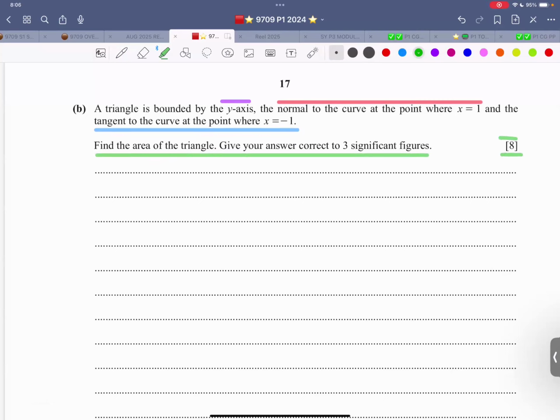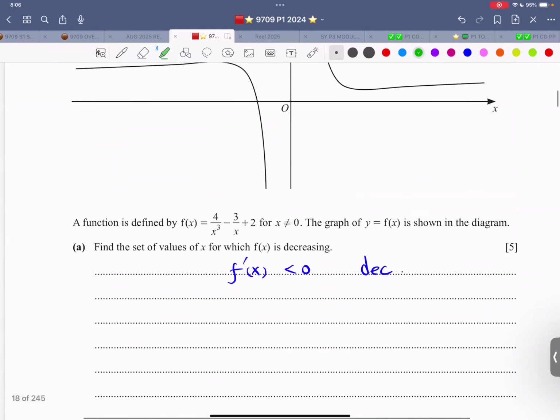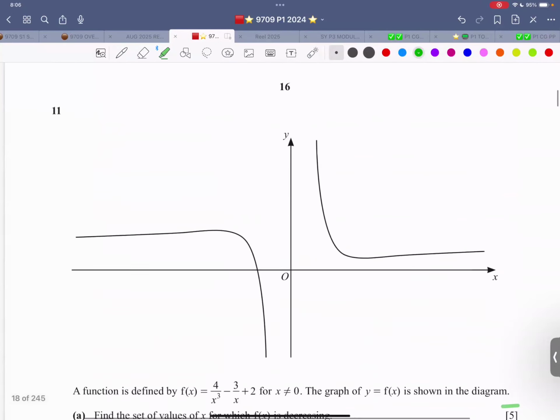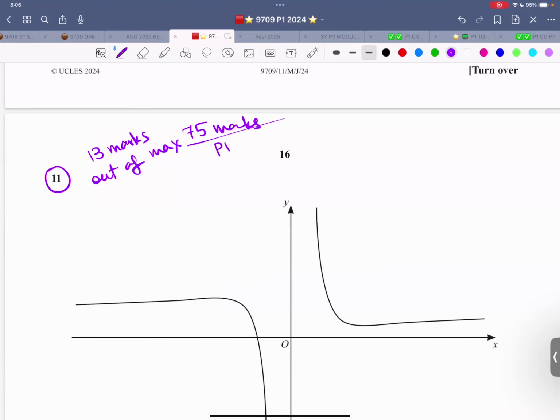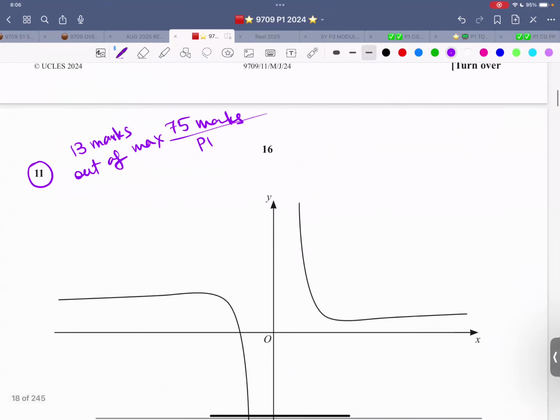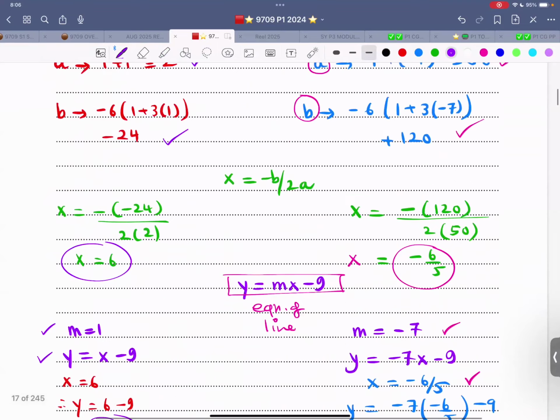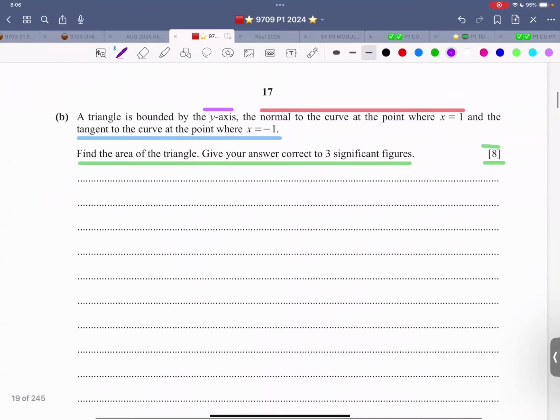This is 8 marks. That's a lot. And this is 5 marks. That's a lot. 13 marks. So now focus on this. One single question and 13 marks for question number 11 out of a maximum of 75 marks for the whole P1 paper. So that's a lot. So now let's look at the working without further ado. That is over here.